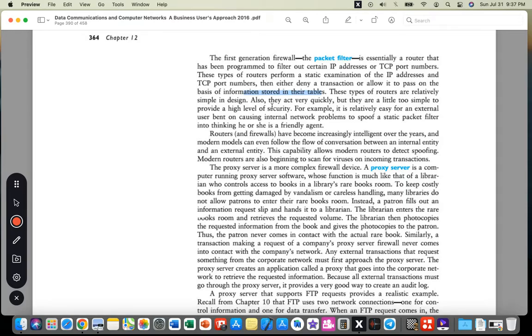Also, they act very quickly, but they are a little too simple to provide a higher level of security. For example, it's relatively easy for an external user bent on causing internal network problems to spoof a static packet filter into thinking he or she is a friendly agent.